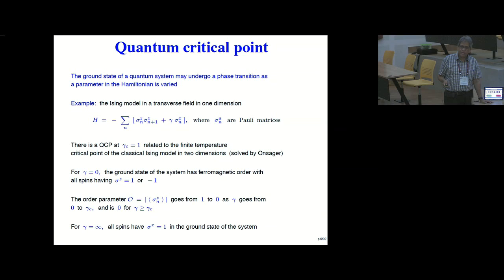On the other hand, if gamma equals infinity, then this second term is the most important, and all the spins will want to line up in the x direction. In this case, there's only one ground state, with all of them lined up in the x direction, whereas at gamma equal to zero, there are two ground states given by sigma z plus one and minus one. So as gamma goes from zero to infinity, it crosses a critical point at some gamma c. And this order parameter, the expected value of sigma z, goes from 1 at gamma equal to 0 to 0 at gamma equal to gamma c, and after that it remains 0. So that's the pictorial view of this phase transition. This is a continuous phase transition.